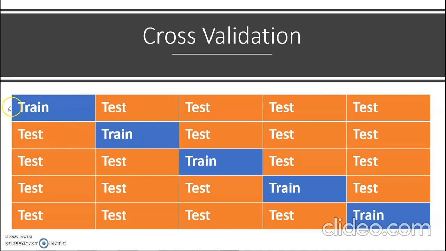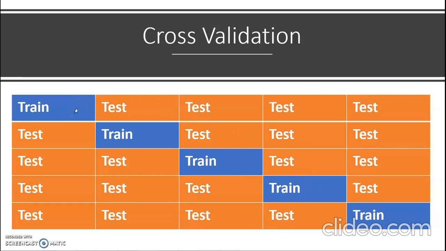So for the first run, this fold is the training set, and the rest are used for testing. And then the second run, which is the second row, this fold is now a testing set, and this one is a training set, and the rest is used for testing. So it goes on until the very end, until the 5th fold, because we have 5 folds here.